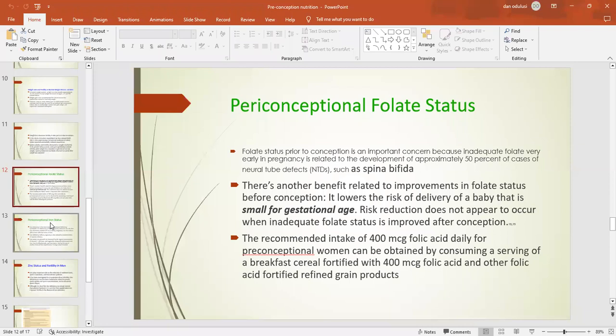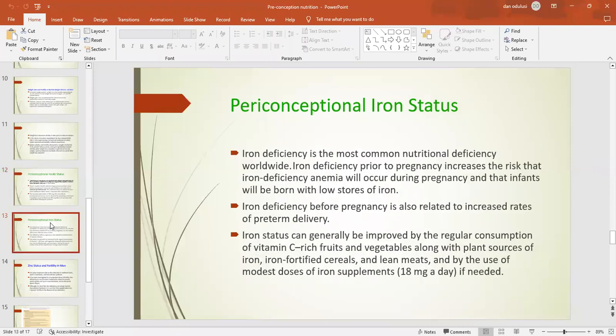The second micronutrient is iron. Iron deficiency is the most common nutritional deficiency worldwide, and iron deficiency prior to pregnancy increases the risk that iron deficiency anemia will occur during pregnancy and that infants will be born with low stores of iron. Iron deficiency before pregnancy also reduces related rates of preterm delivery.